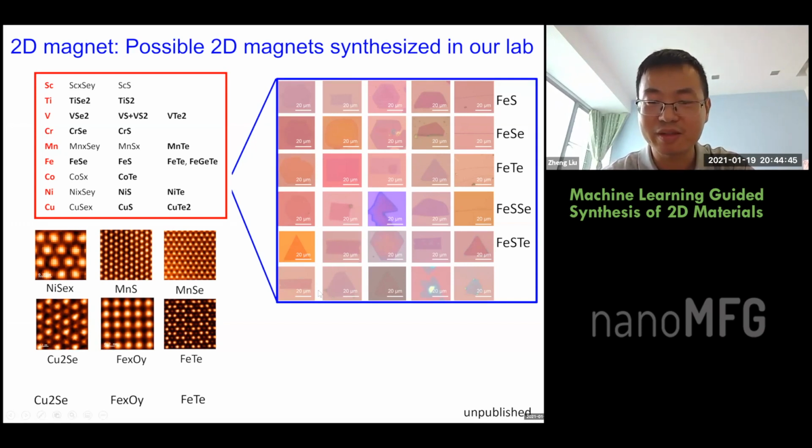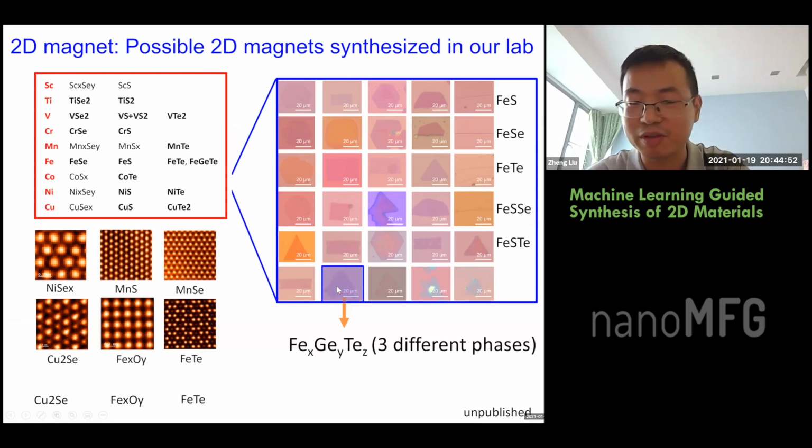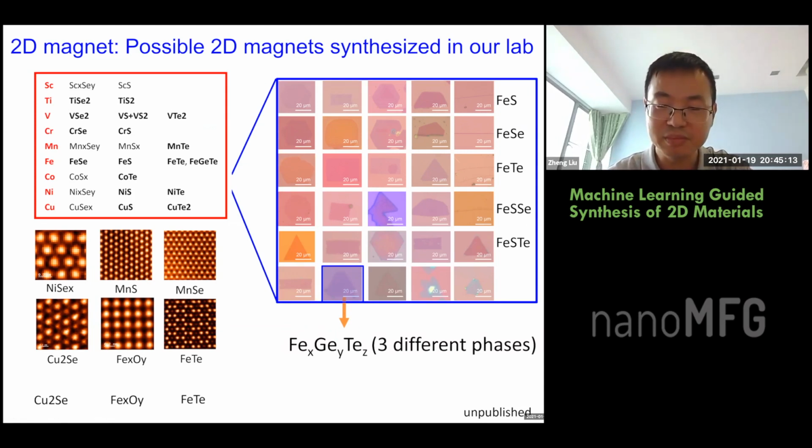So it's not the end. Okay, this material is FGT, right? It's quite a popular 2D magnet recently. Even for the FGT, we can use the CVD method to produce it, and found that there are at least 3 phases in FGT. So we can increase the ratio of iron, and you can increase the TC, which can be close to room temperature. So this is the story about the 2D magnet.